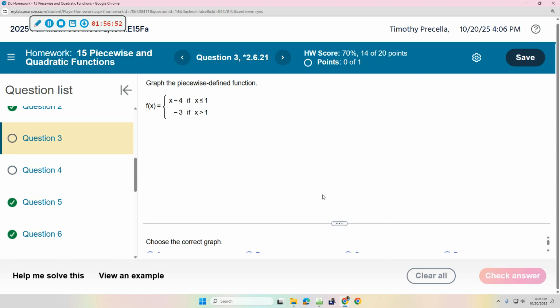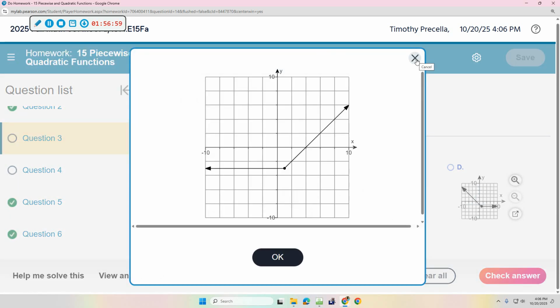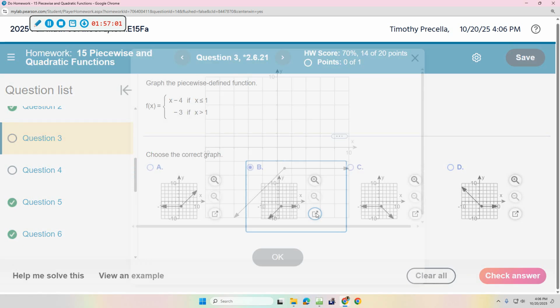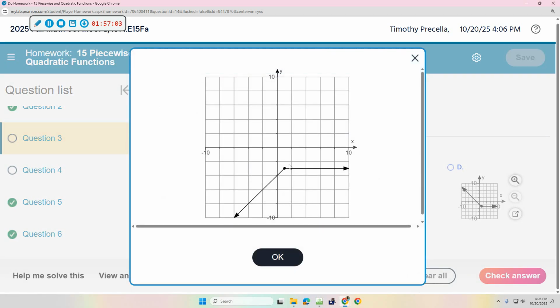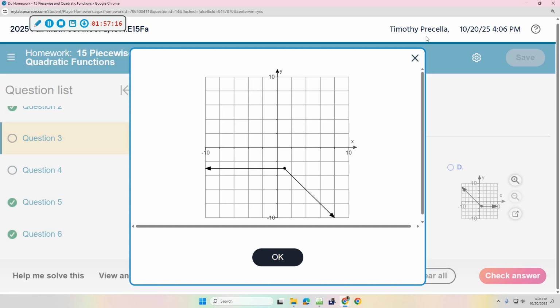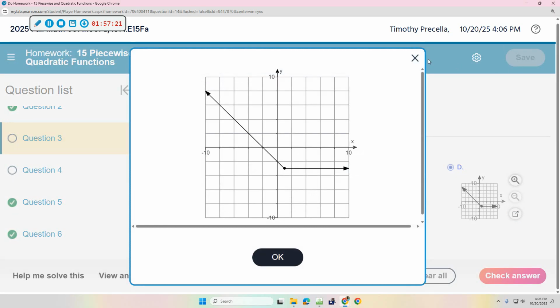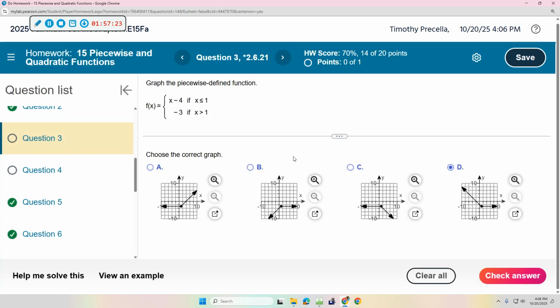Okay, let's see. A, B, C, or D? A, is that it? No. Clearly not. B? Yeah, that's it. Notice the incrementing in units of 2: right in between 0 and 2 is 1. I think it's B, but let's discard the others. Definitely not that one. What about this one? No. So it is B.